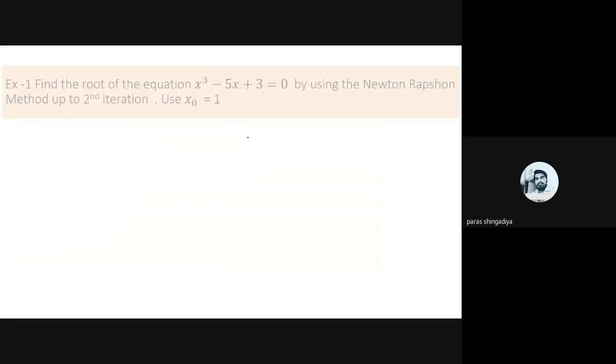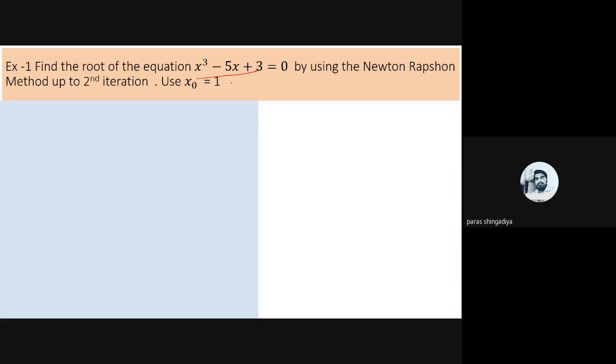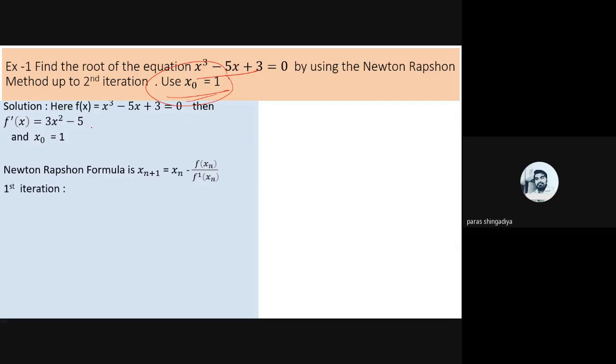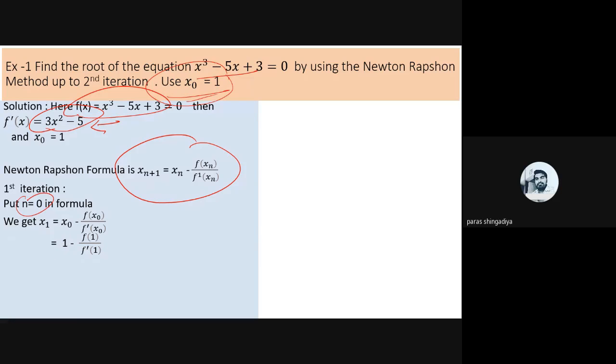Okay, and now after that we had discussed the first example, x cube minus 5x plus 3 is equal to 0, in the last lecture, and here x0 is already given, and just write the formula. The formula is here, x_{n+1} is equal to x_n minus f of x_n upon f dash of x_n. The derivative is required, so first derive its derivative. f(x) is given, x cube minus 5x plus 3, so here the derivative is 3x square minus 5, and here x0 is given. So write the formula of first iteration by using n equal to 0. So the formula will become x1 is equal to x0 minus f of x0 upon f dash of x0.